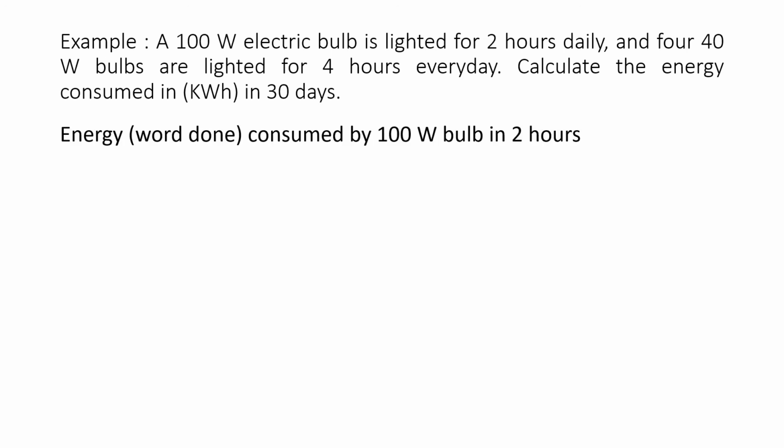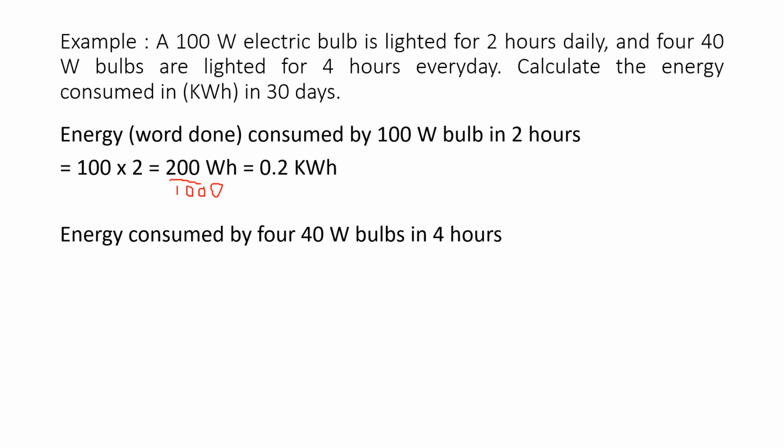So energy consumed, or the work done by the 100 watt bulb in 2 hours. So what is work? Power into time. Yes, energy is also power into time. Power is 100 watt, time is 2 hours, so it is 200 watt hour. But we want it in kilowatt hour, so we divide by 1000. If you divide 200 watt hour by 1000, you get 0.2 kilowatt hour. This is the energy taken by the 100 watt bulb.